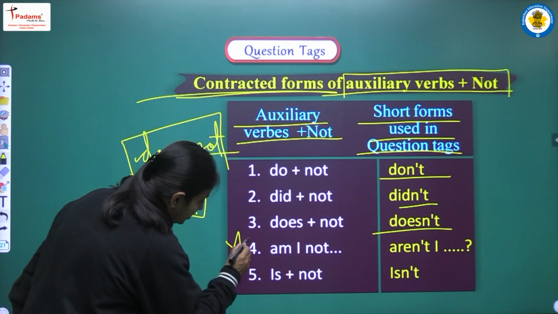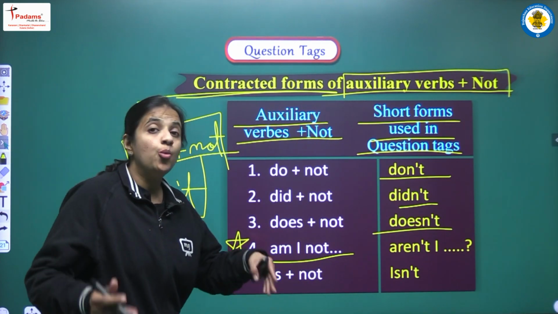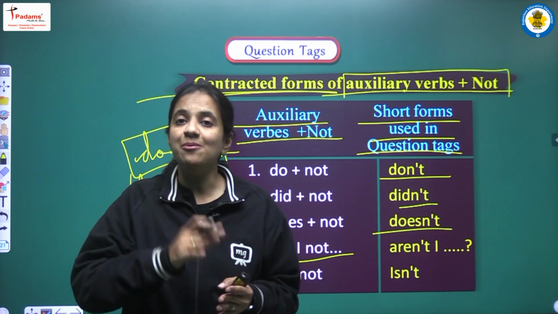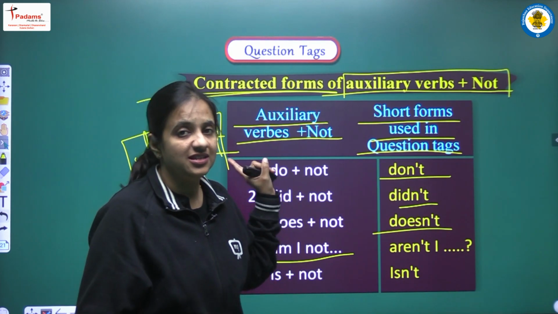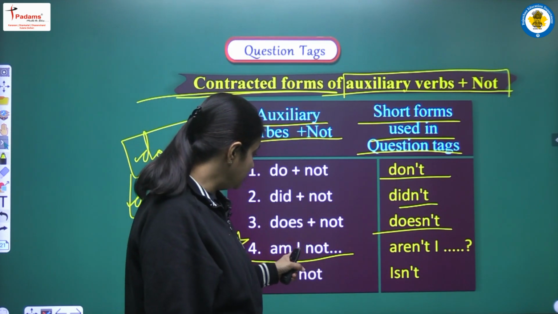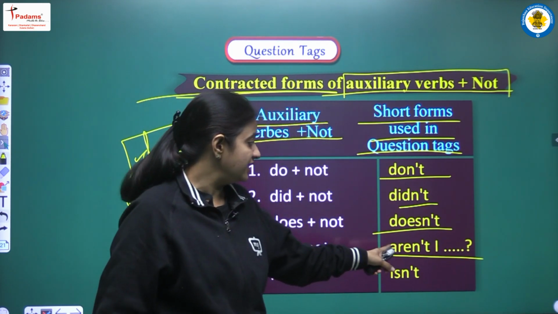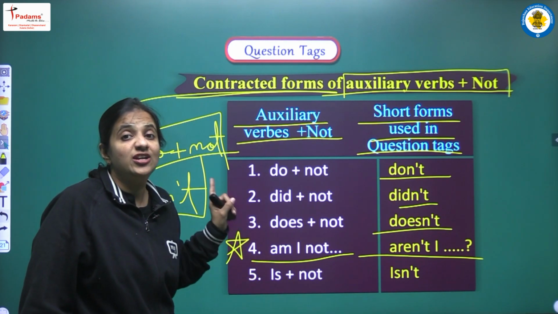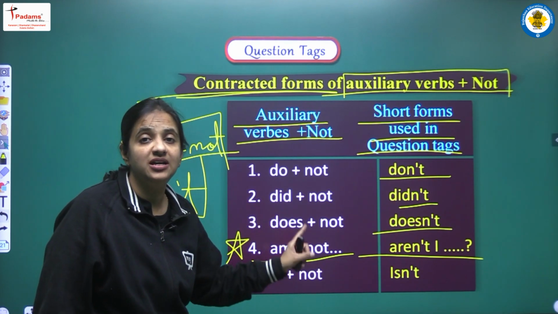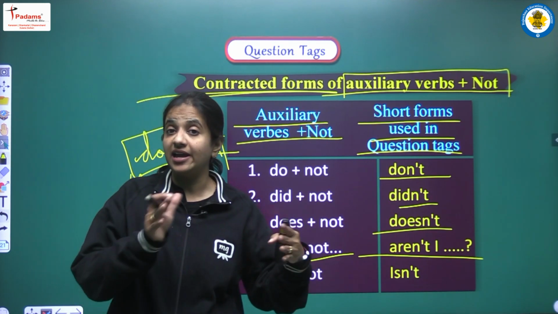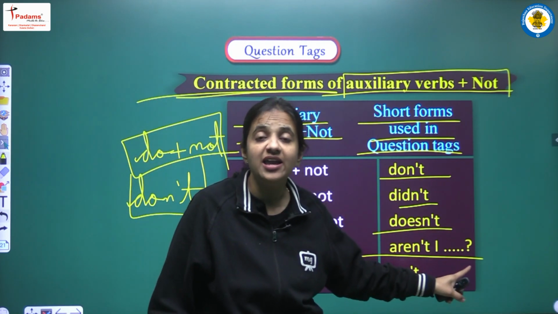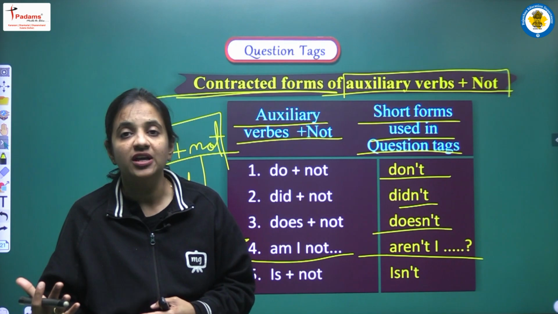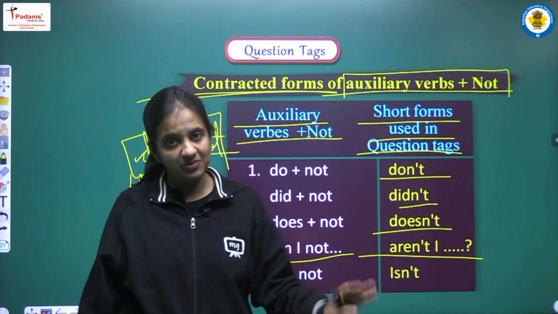Now it's a very important thing that we are having am plus not. Whenever we have to write am as a negative tag, we never write am plus not in the short form, but this is a rule, or we can say this is one of the exceptions that we are having here, that am plus not always and always will be written as aren't I, right? So this is the thing that you actually have to remember, that whenever we have to write am in a negative tag, always we have to write aren't I. We do not write am plus not in the contracted form, but we have to use aren't in the place of am plus not. So it will be aren't I. Clear? We will see some examples also, so don't you worry.